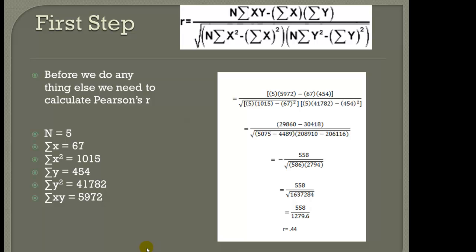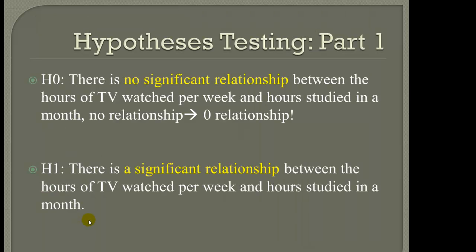Alright, so moving on, we got our R value, our Pearson's R. So the next thing we want to do is do our hypothesis testing. So stating our hypotheses, we'd basically say null would be that there's no significant relationship between hours of TV watched and hours studied. Where alternative, again, we're doing two-tailed here, would basically be that there is a statistically significant relationship, although we're not going to specify a direction.